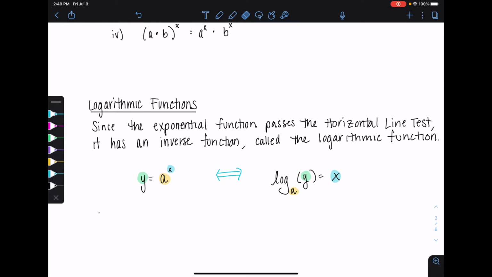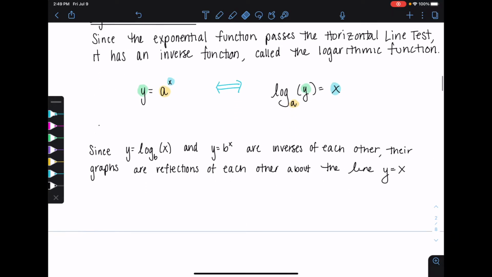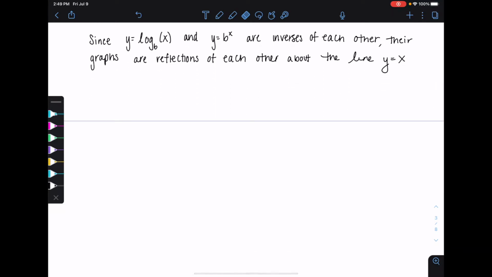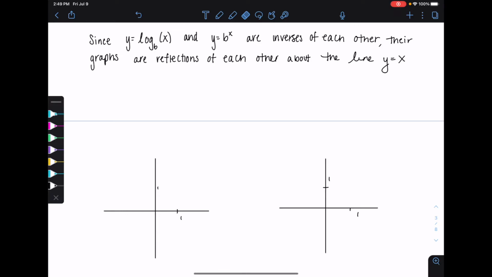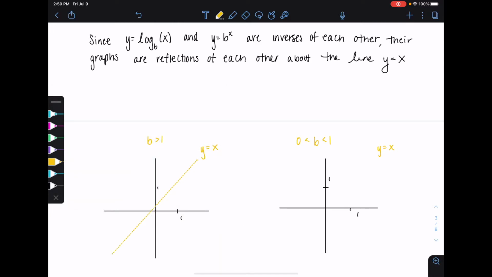Okay? And then since these are inverses of each other, we know that their graphs are reflections about the line y equals x. So if we take a look at our two cases with our base being greater than 1 and our base being less than 1, but positive, we can go through each of those possibilities for this graph. Okay? And so we deal with that line y equals x when we talk about inverses. And again, we will see why that's true in a few sections.